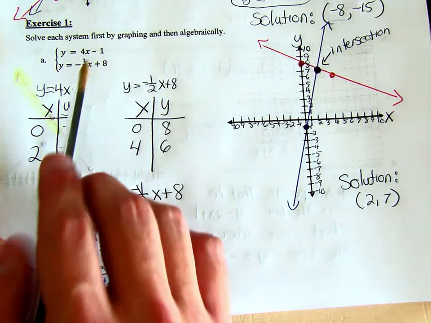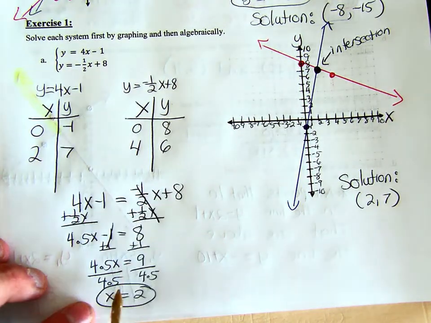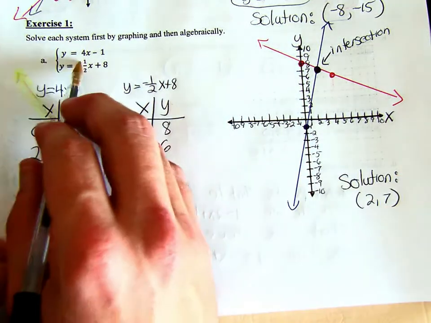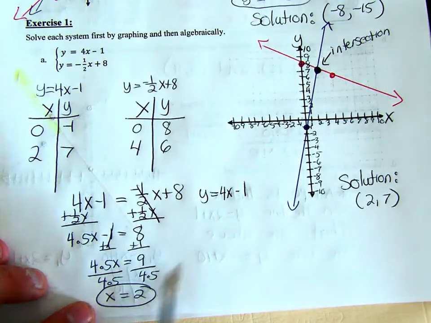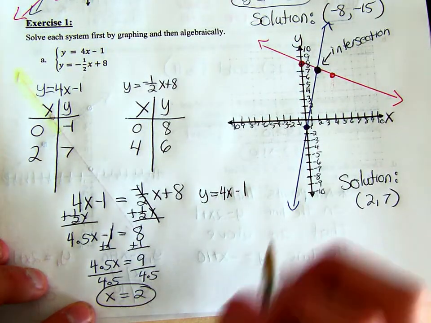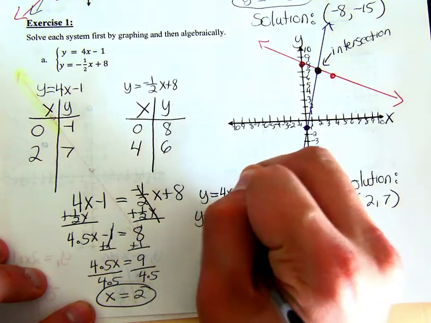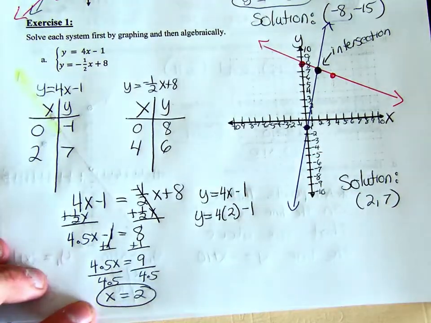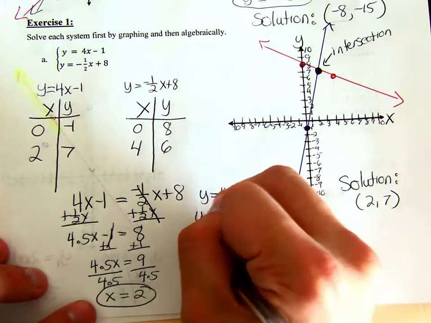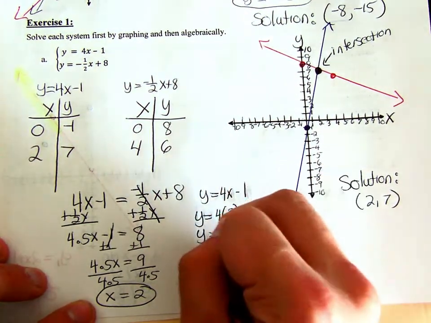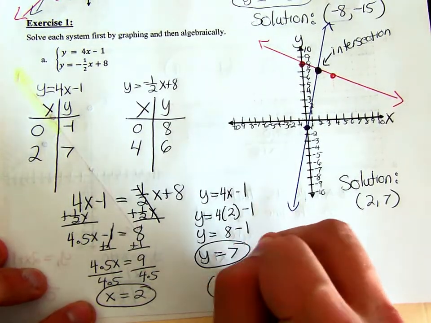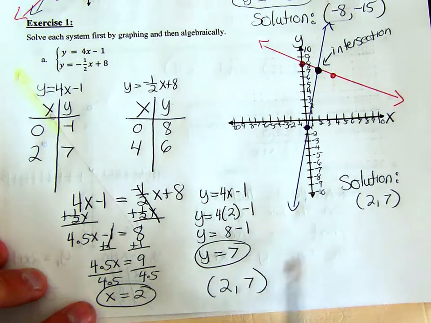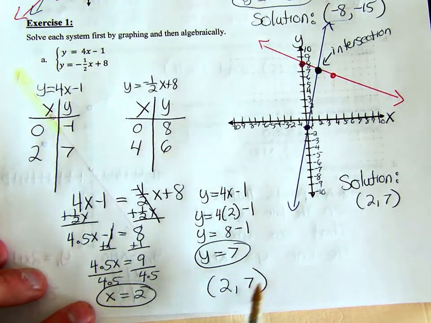So now I have what my x is. Now I have to pick either equation to substitute 2 into. So I'm just going to pick the first one, y is equal to 4x minus 1. I'm going to substitute in 2 where I see an x. So I have y is equal to 4 times 2 minus 1. 4 times 2 is 8. So I get y is equal to 8 minus 1. So then I get y is equal to 7. So again, I get my solution as (2, 7). And I got the same solution whether I did it graphically or algebraically.